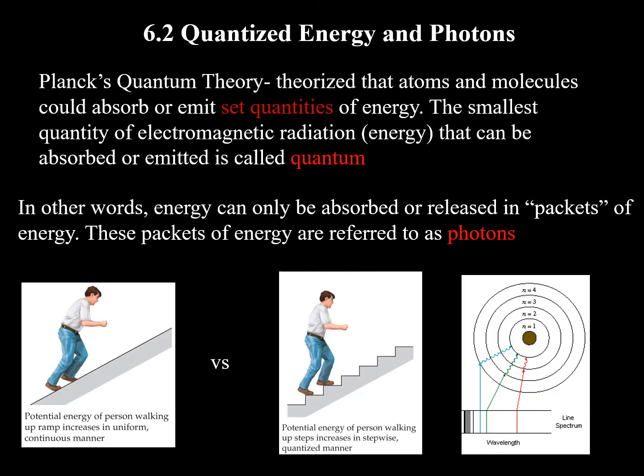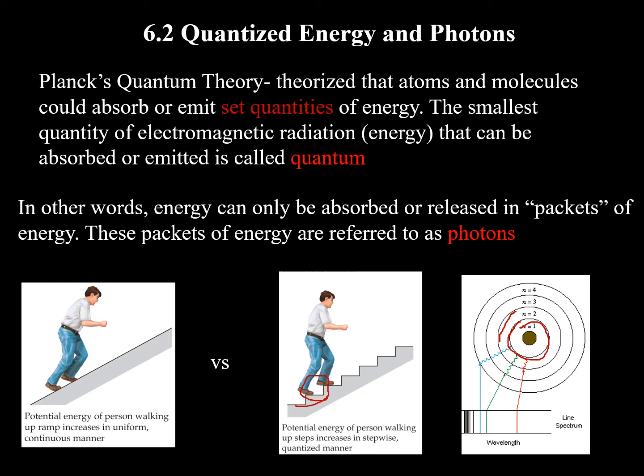Planck's quantum theory says that atoms and molecules can only absorb or emit energy in set quantities. We call the smallest quantity of electromagnetic radiation that can be absorbed a quantum. This states that electrons can only live in certain shells, or energy levels: N equals 1, N equals 2, N equals 3. It's like walking up steps. You can only step on certain steps instead of a smooth ramp.